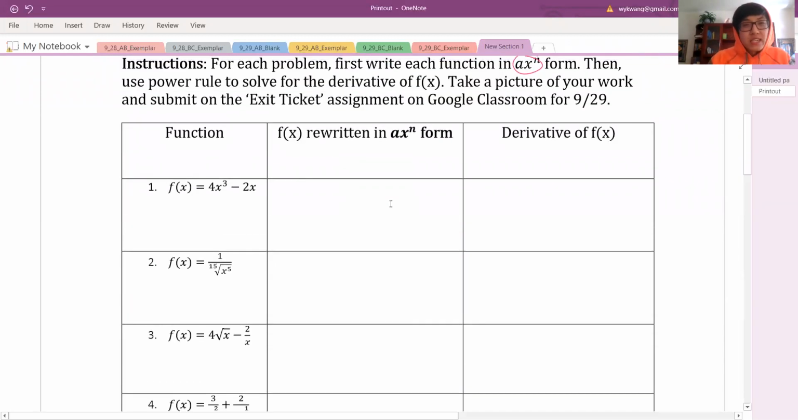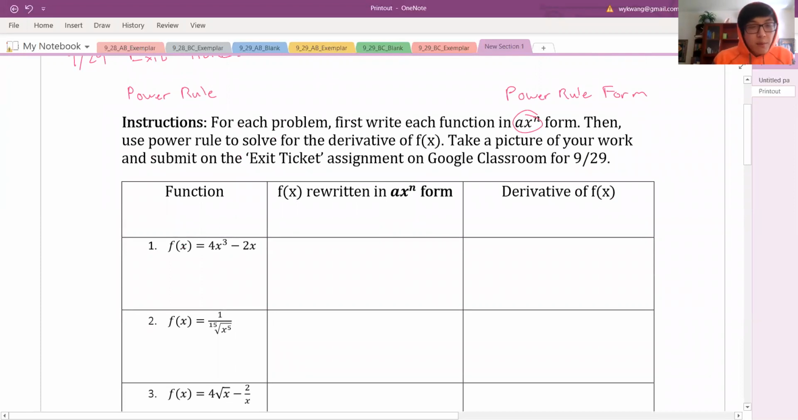So first, we're going to rewrite this in ax to the n form. I'm going to put a different function just so I'm not giving you straight up answers. Let's say it's 2x to the fourth plus 6x. Now, f of x written in ax to the n form. You'll notice that this is already written in power format. 2x to the fourth plus 6x, we can easily apply power rule to each of these.